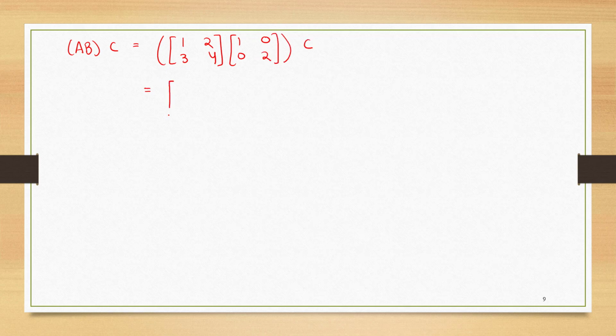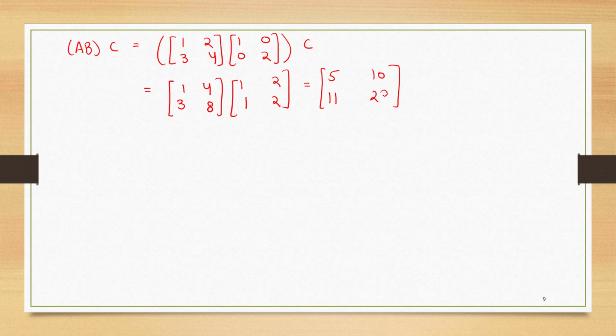That would be 1. If you multiply these two, we will get 4. Applying the second row first column, we will get 3. Applying the second row second column, 8. Multiplied by C, that is 1, 2, 1, 2. And this we will get 1 plus 4, 5. 2 plus 8, 10. 3 plus 8, 11. And 6 plus 16, 22.